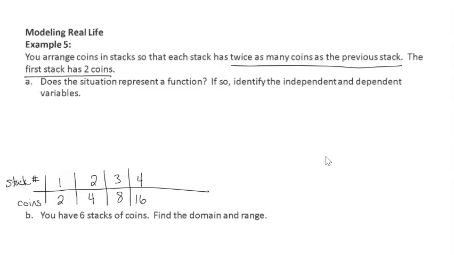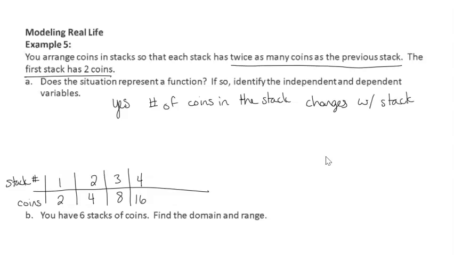So it says, is it a function? Okay, yes, because every single stack number will have a different number of coins, so that means each input will have exactly 1 output. So the number of coins in the stack changes with each stack number. And so that means each input will have exactly 1 output. Okay, so the independent variable is the stack number, because you can choose any stack number.